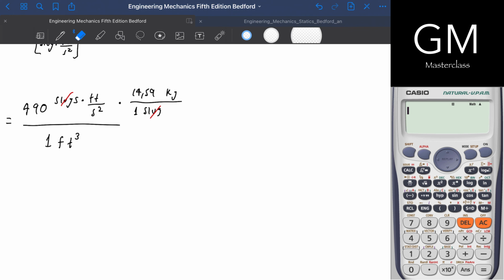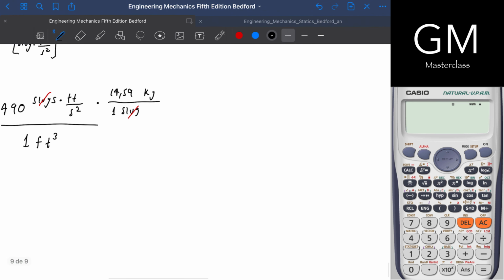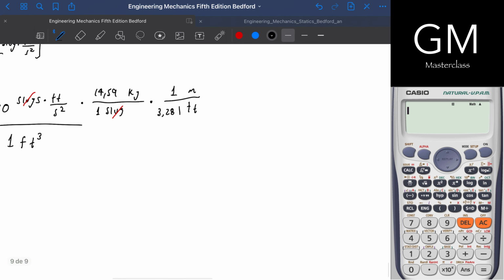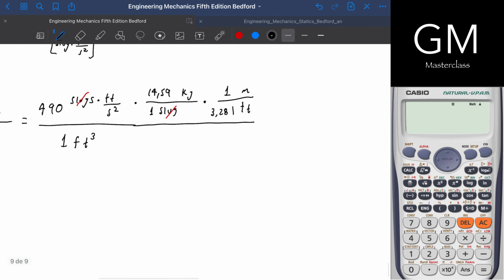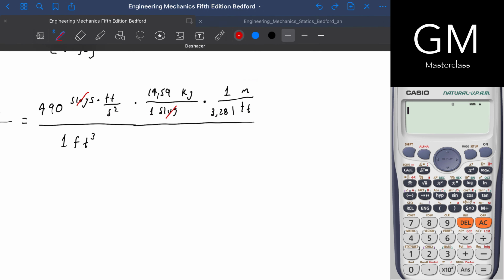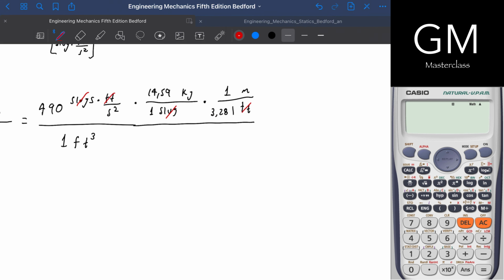So let me continue eliminating units. I'm going to eliminate the feet and transform those into meters. So 1 meter is equal to 3.281 feet. And finally I'll have the result on the upper side of the division in kilograms multiplied by meters divided by square seconds, or what is the same thing, newtons.